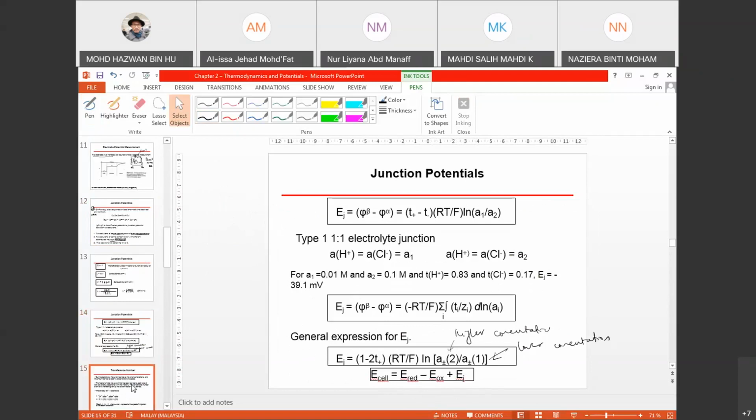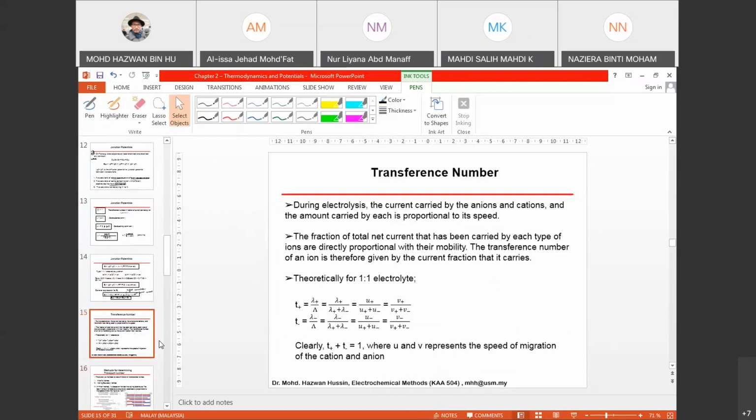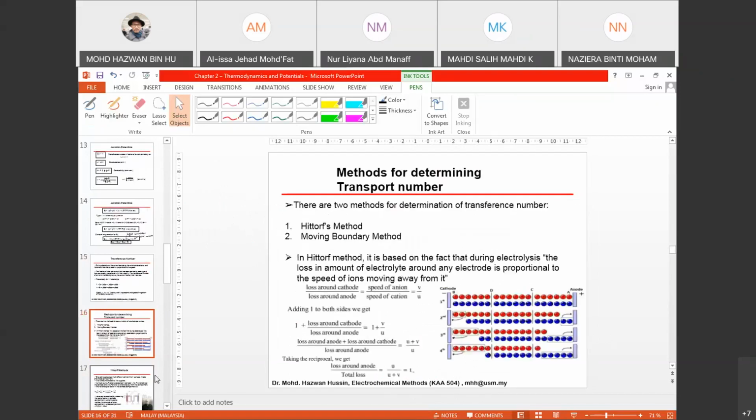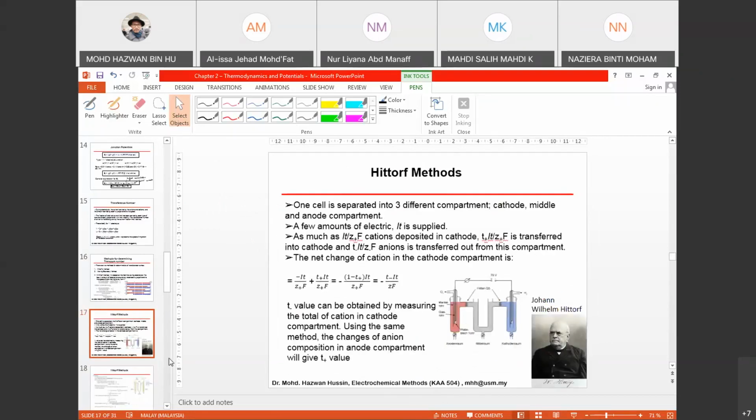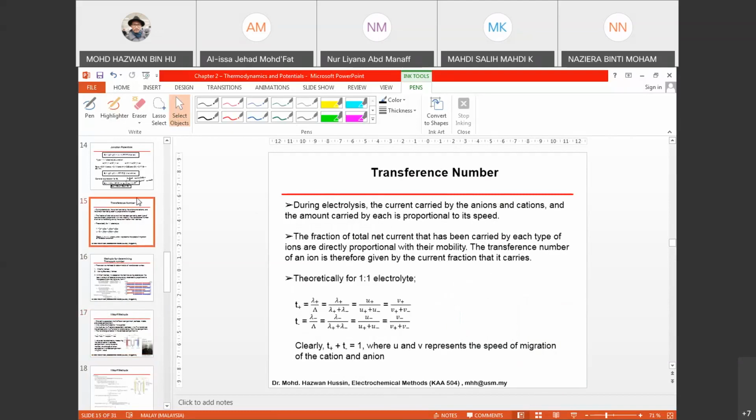So I guess the concepts of transference number, Hittorf methods, like this one, and you also have the moving ionic boundary condition. We will continue next week, Tuesday. Before that, are there any questions so far that you want to ask?